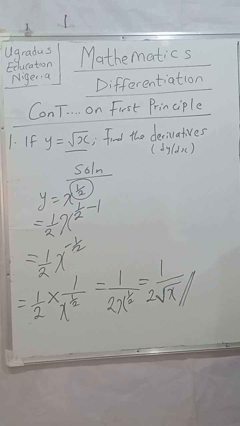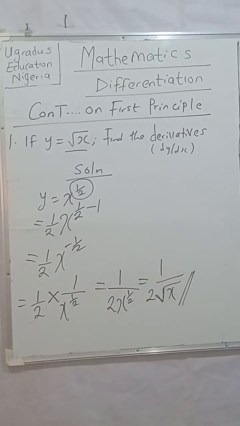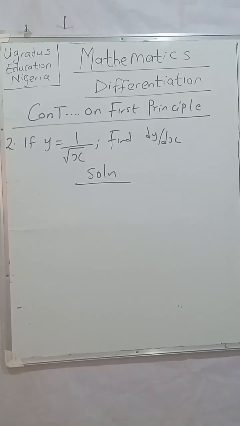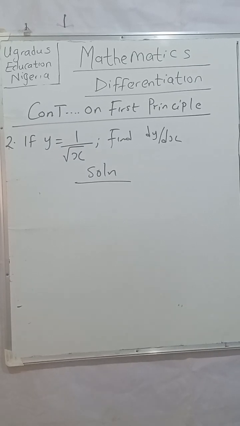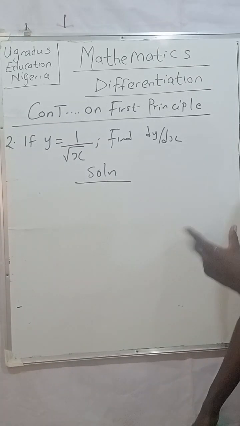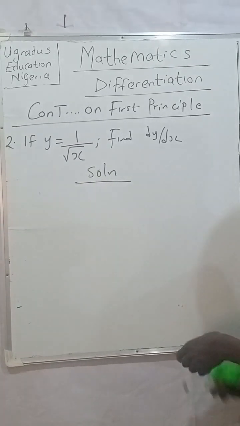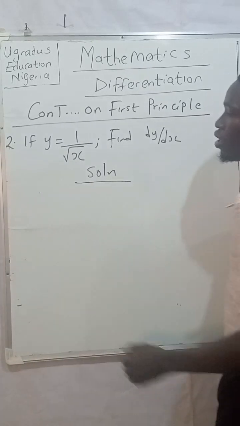You can pause the video and try to practice it. All right. What of if you have this? This one is more advanced than the one we just finished. This is example 2 under the continuation class. All right. So very, very simple.